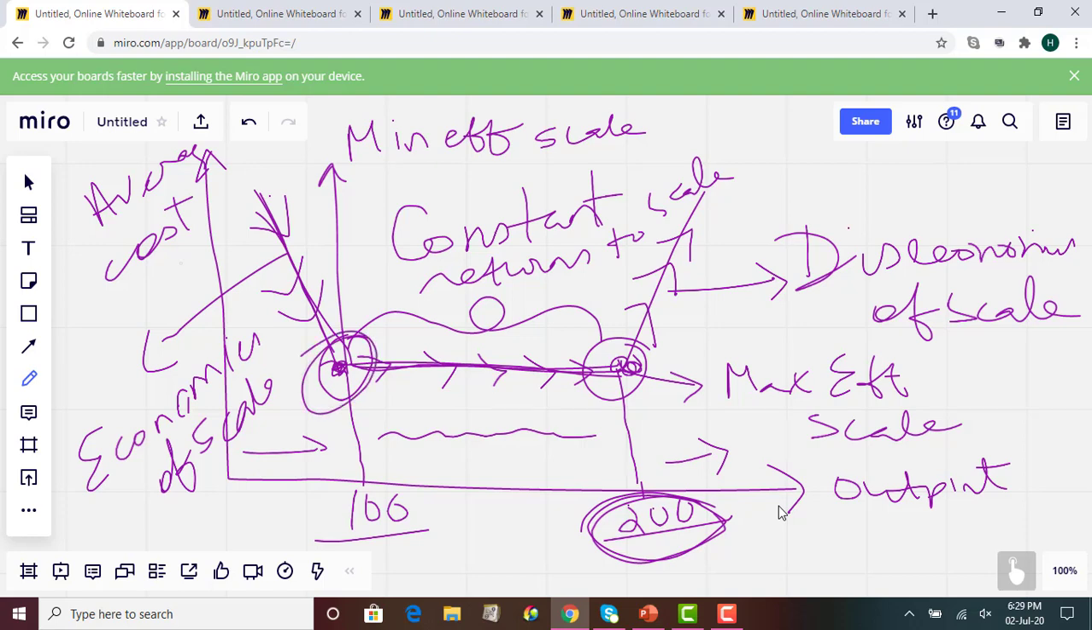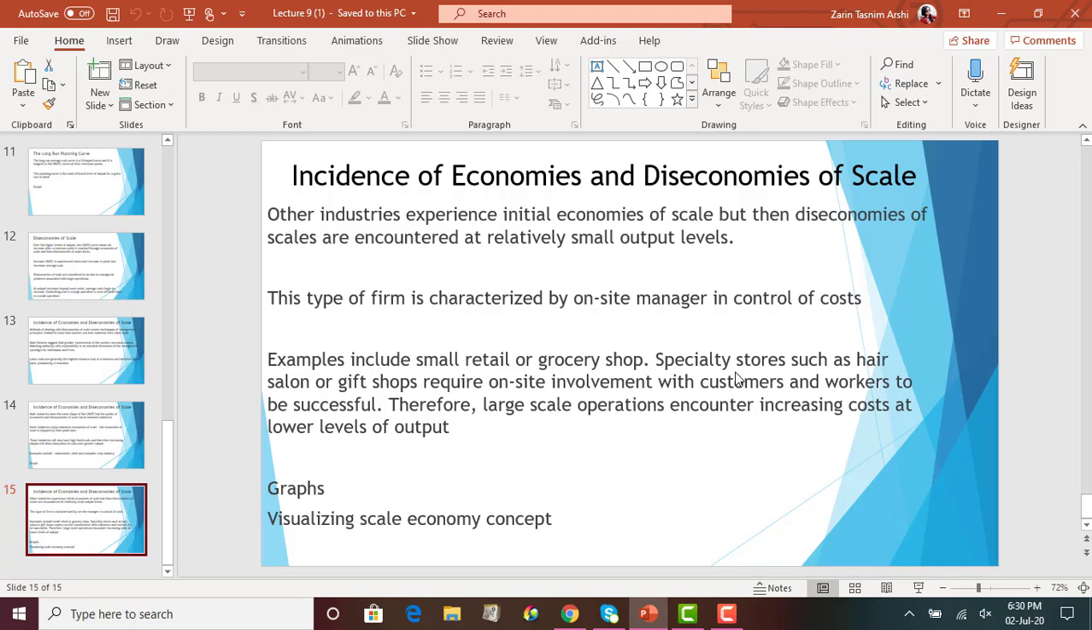Okay, so this is a summary of economies of scale, diseconomies of scale and constant returns to scale, and that is the end of the lecture. We will stop here. It was a short lecture, which is good, I know.